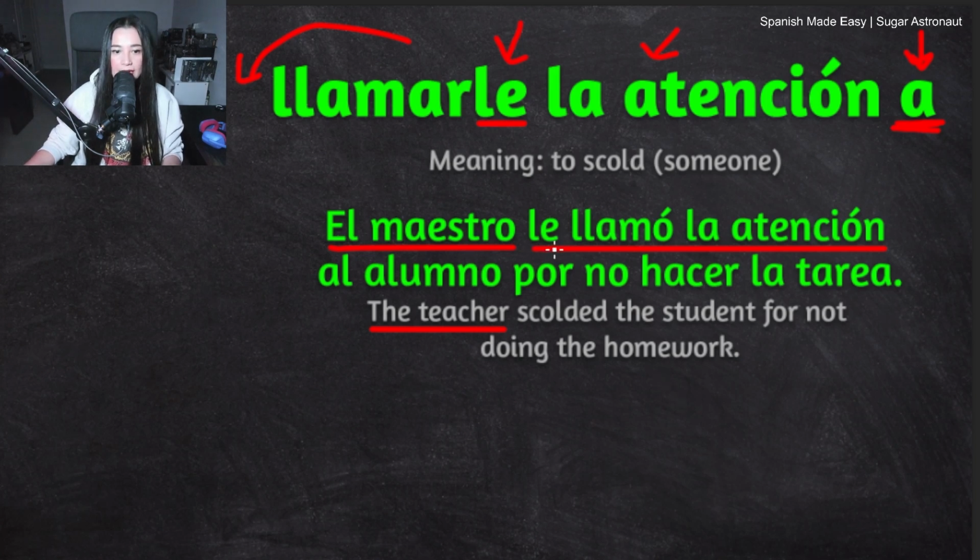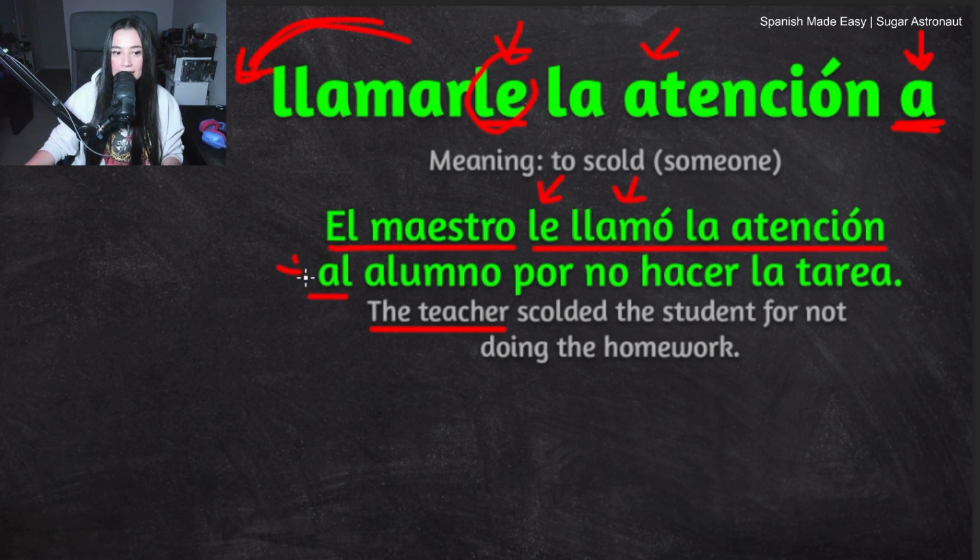So, el maestro le llamó la atención al. Okay, so we have the whole phrase here. Le, do you remember I told you le from here? Not the R. Le can go in front of the verb, separate, and we have it like that here. Llamó, past tense, so it just happened, right? That's the verb llamar. And then we have the rest of the phrase, la atención a.